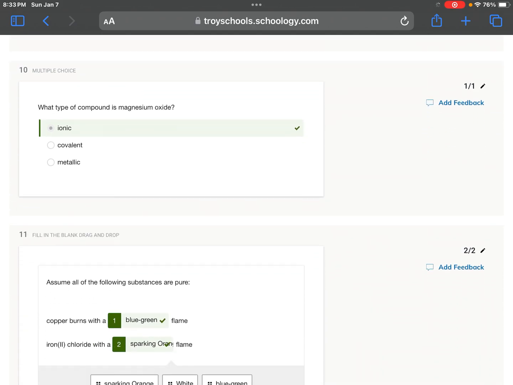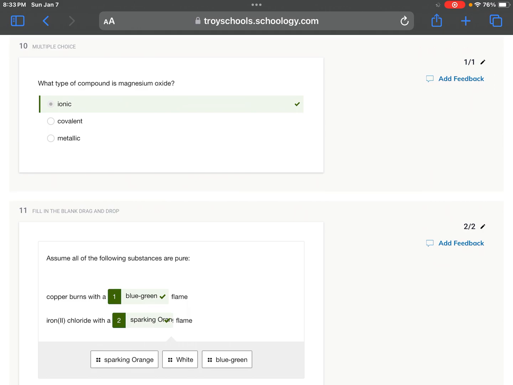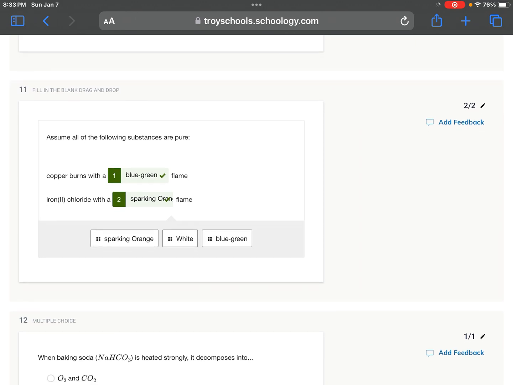What type of compound is magnesium oxide? Well, that is even from like unit 2, so it's a metal and a nonmetal coming together, so that's an ionic compound. If it were covalent, it would be two nonmetals, and it's not just a metallic bond because that oxygen is in there.